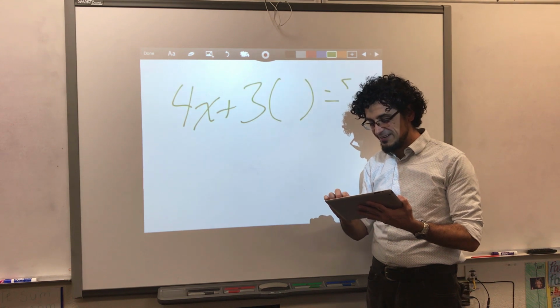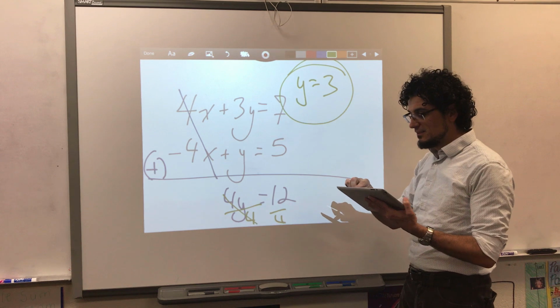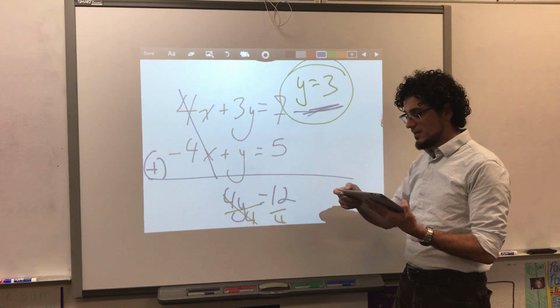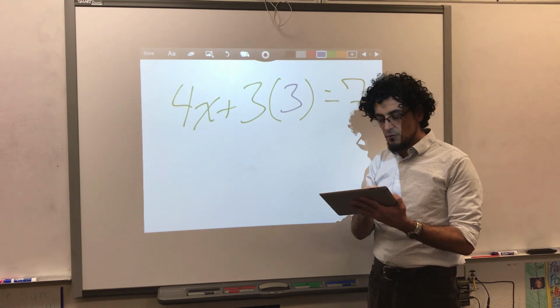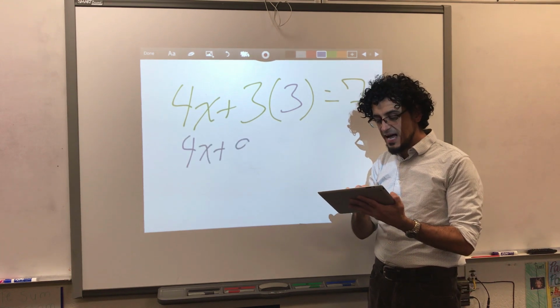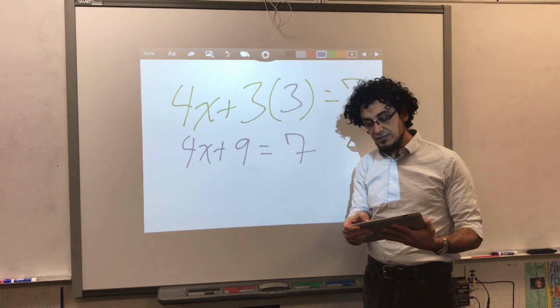Is equal to 7, okay? So I'm starting to plug in for y in this case, and we said that y was equal to 3 right here, okay? So I'm going to replace y with 3. So now I'm looking at 4x plus 9, because it's 3 times 3, is equal to positive 7. I'm going to continue isolating.